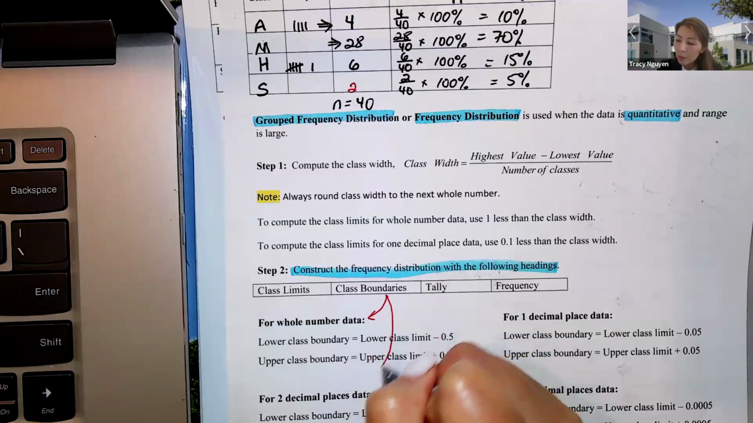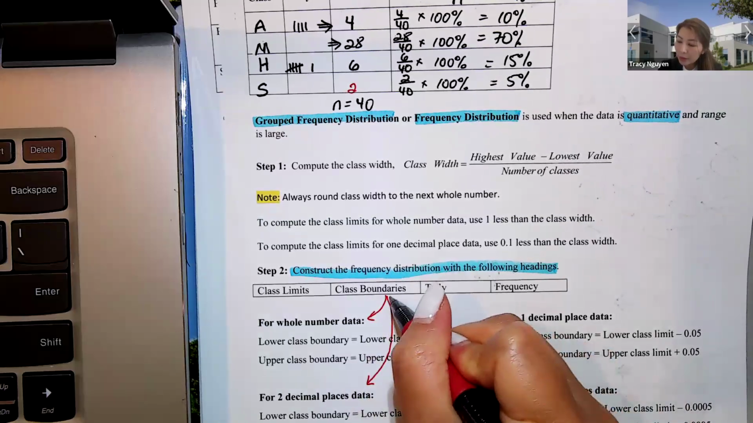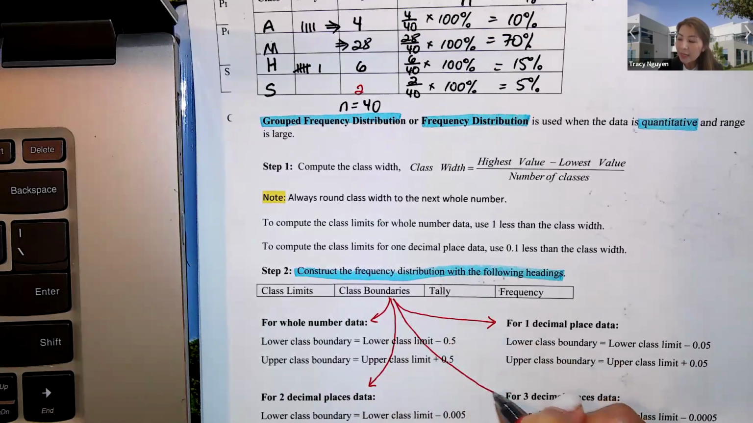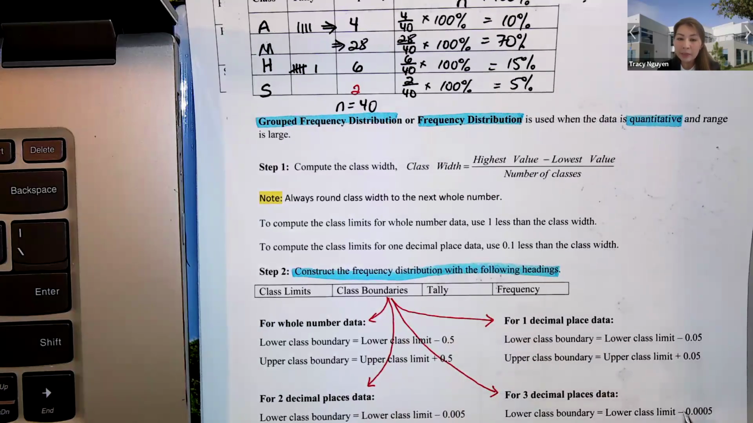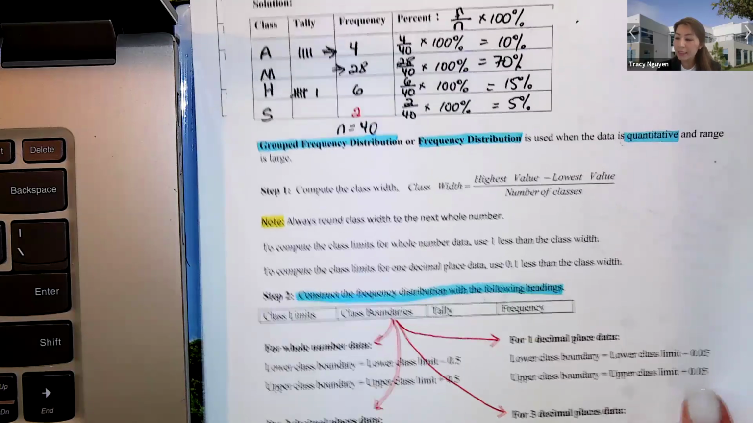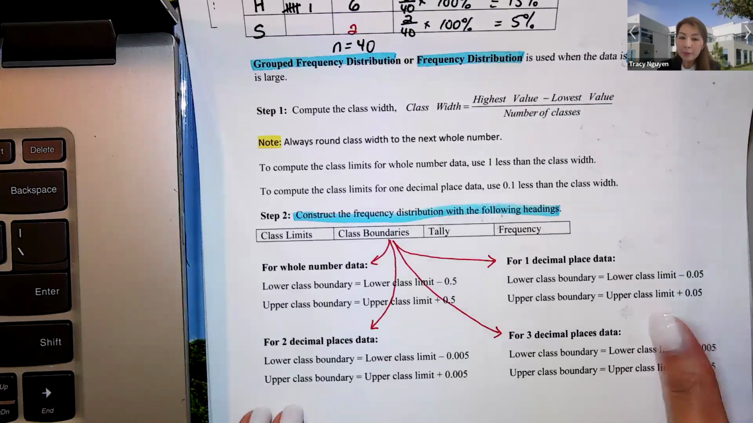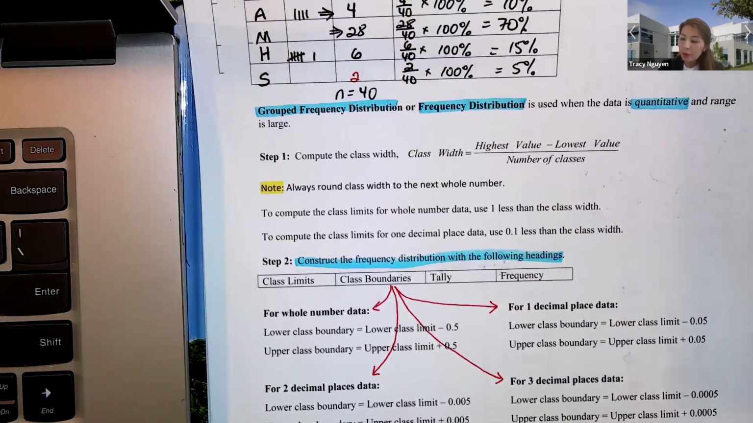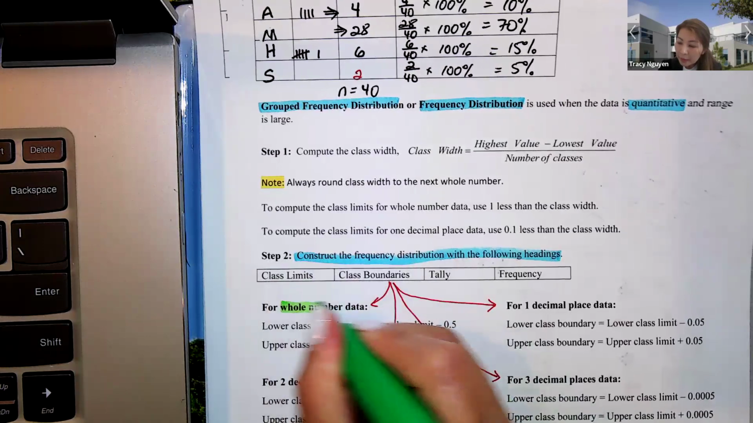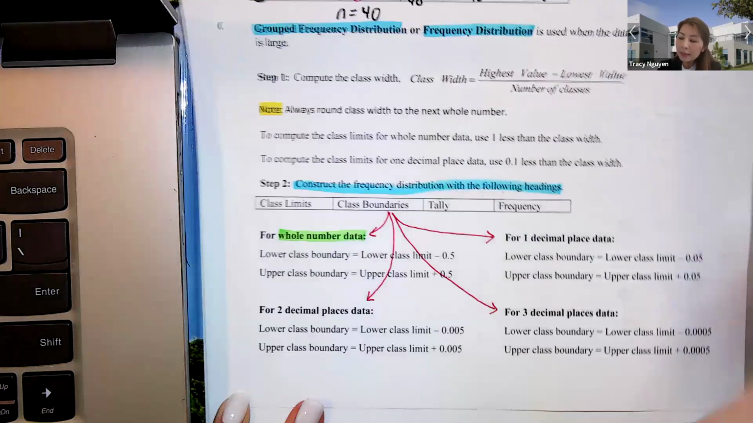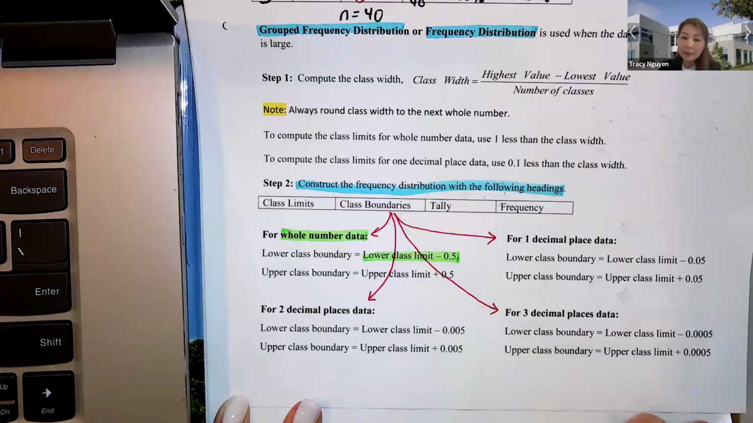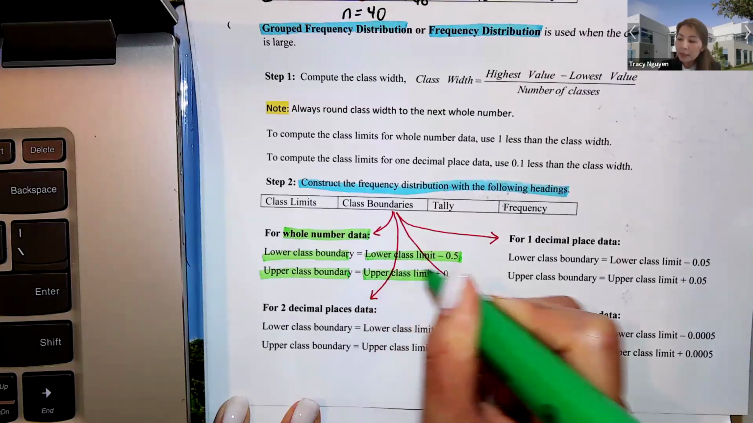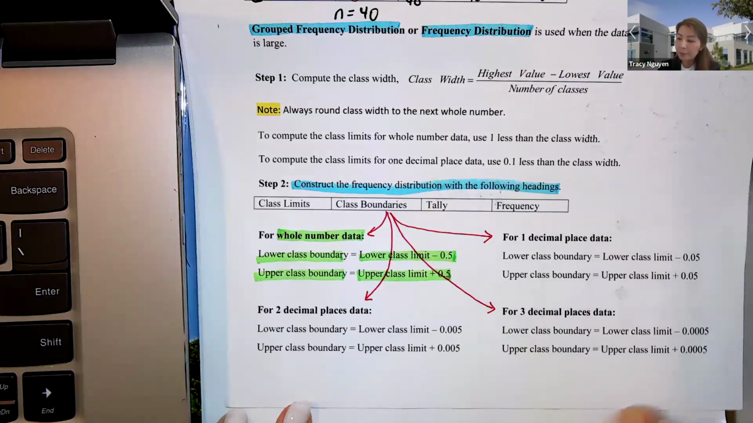So there are a couple of questions from section 2.1 homework on ALEKS. I'm not going to give you the entire data yet. I only give it to you in terms of one class limit and ask you to find the class boundaries. So it depends on the type of data. For whole number data, here's what you're going to do. To find the lower class boundary, you take the lower class limit and subtract 0.5. To find the upper class boundary, you take the upper class limit and add 0.5.